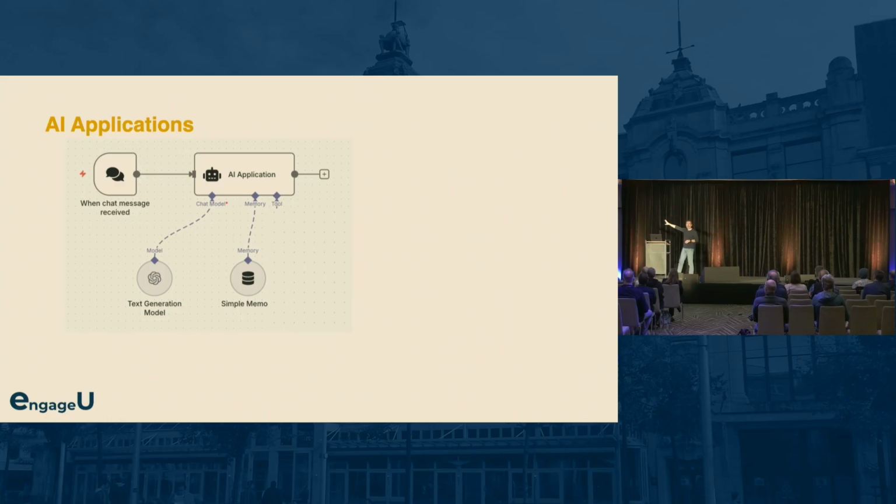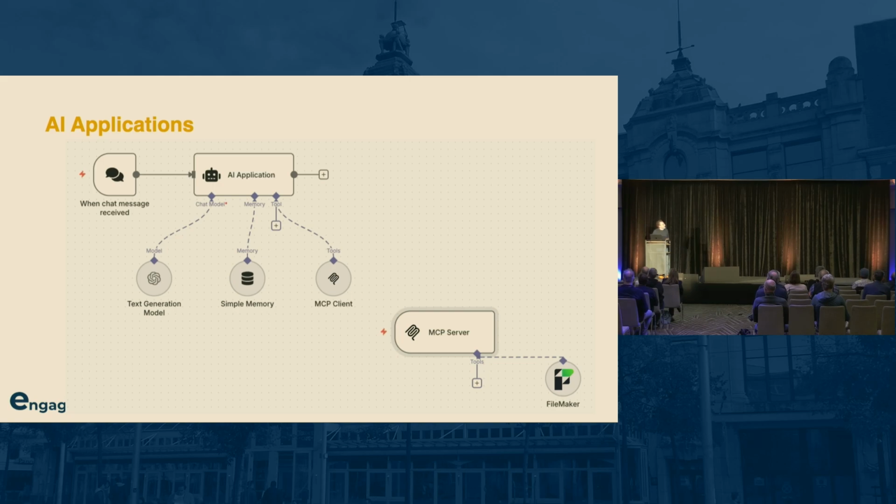The AI application has access to a model. In this case, it's a text generation model. And it's really the model there that is the single most important aspect of that, right? So the quality of the model will determine the quality of the output.